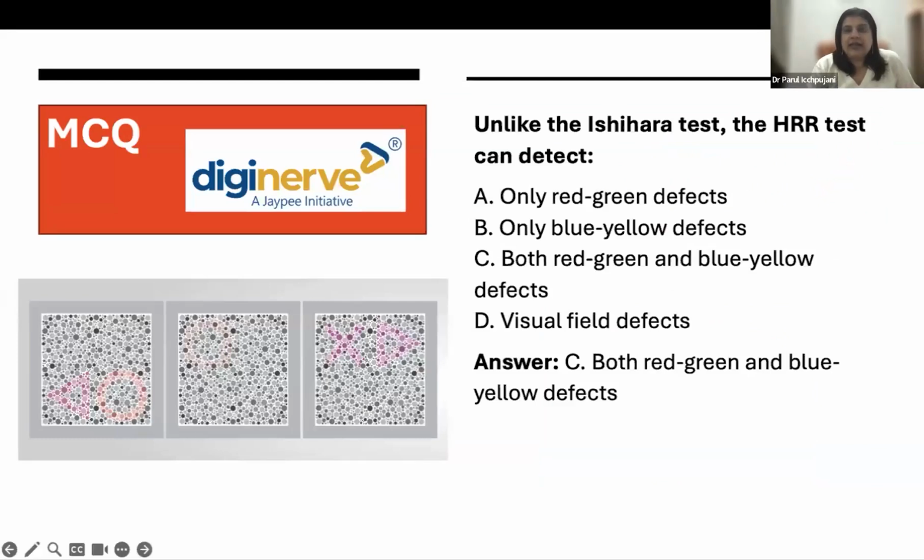Unlike the Ishihara test, the HRR test can detect only red-green defects, only blue-yellow defects, both red-green and blue-yellow defects, or the visual field defects. As we have already talked about, the Hardy-Rand-Rittler or the AOHRR, American Optical Hardy-Rand-Rittler, these are both tests that can recognize red-green as well as blue-yellow defects. So the correct answer here is C. And this is how the Hardy-Rand-Rittler color plate looks like.